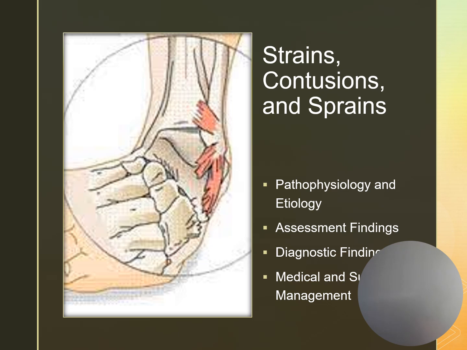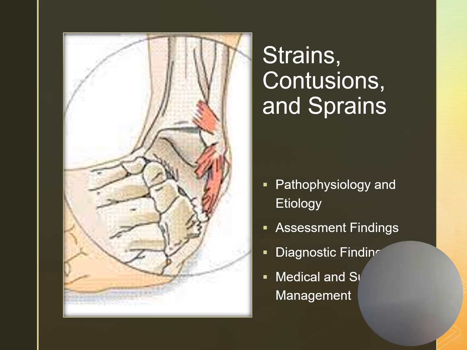A strain injury is going to be when a muscle is stretched or pulled beyond its capacity. There's three types of strain. We have first degree, where we have a mild stretching but no loss of function. The pain occurs with full range of motion.